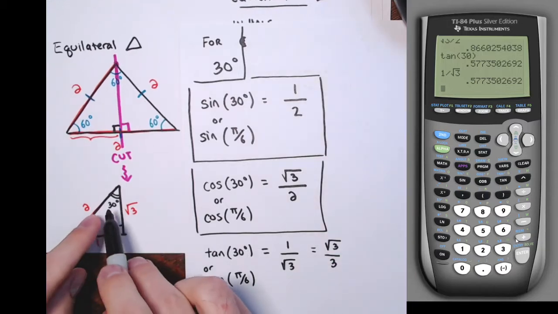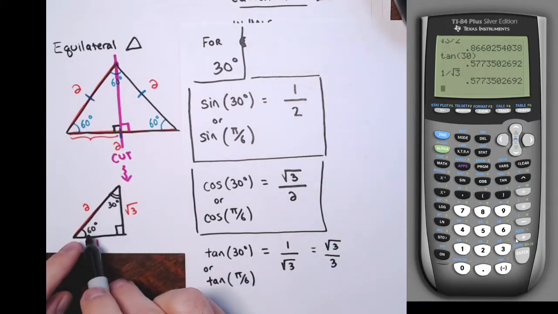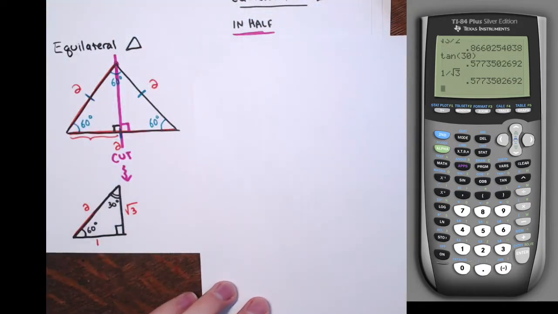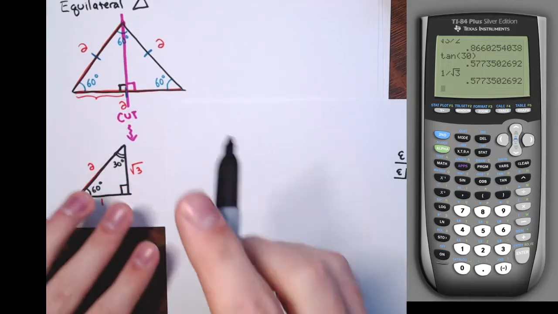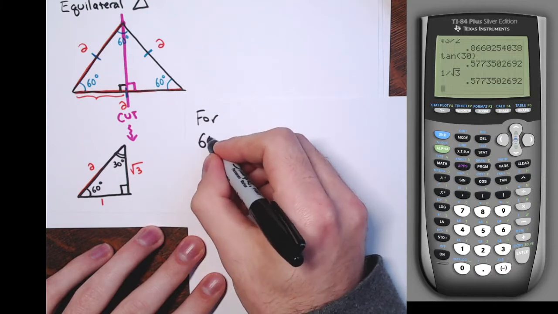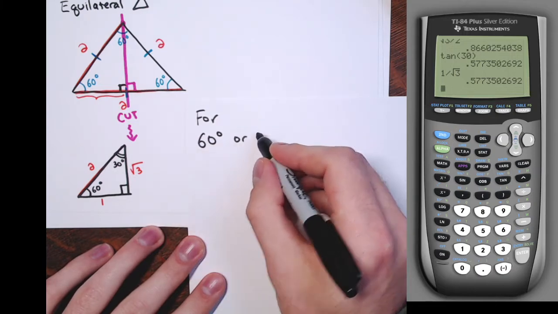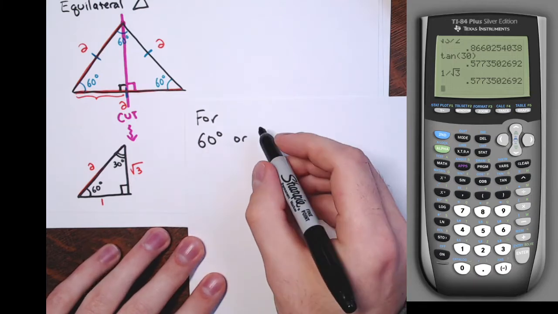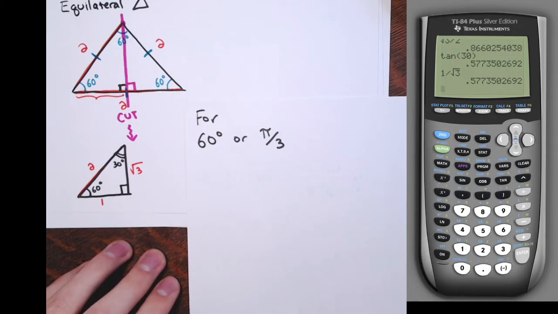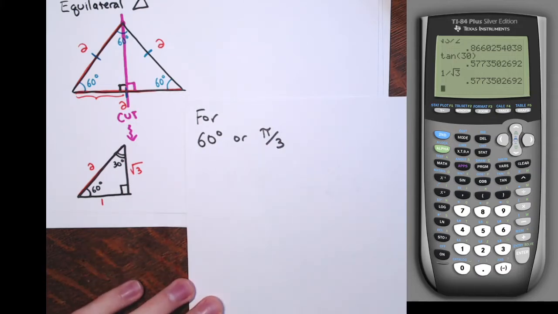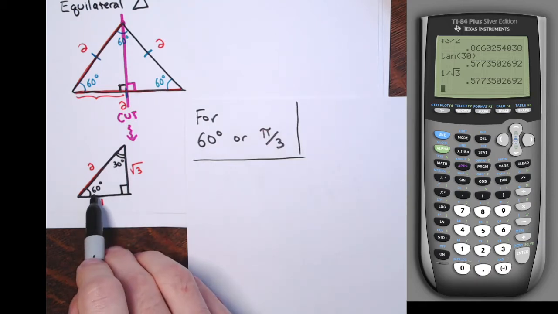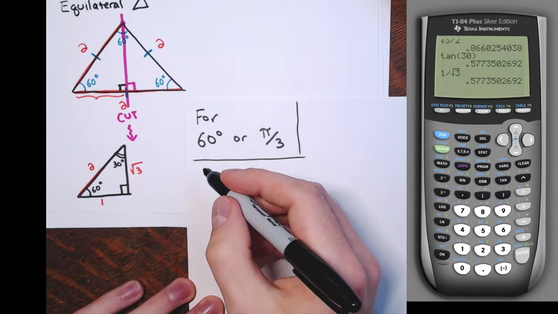Now, what if instead of focusing on the 30-degree angle, we now focus on the 60-degree angle? So now we're looking at the 60-degree angle, which is the same thing as, if you convert the angle measure to radians, pi divided by 3 radians. Right? So this time I'm not going to write both of them when I put in the sine, cosine, tangent. So now I'm focusing on this 60-degree angle. So I'll start with the sine.